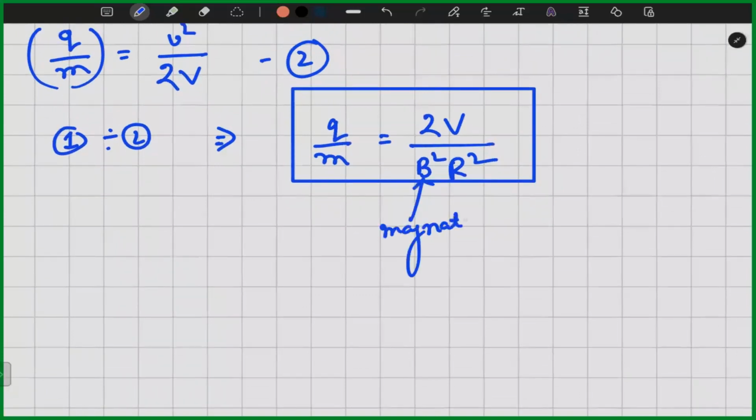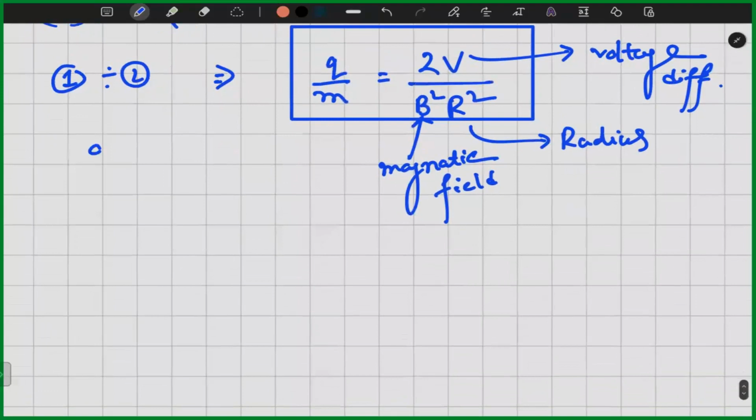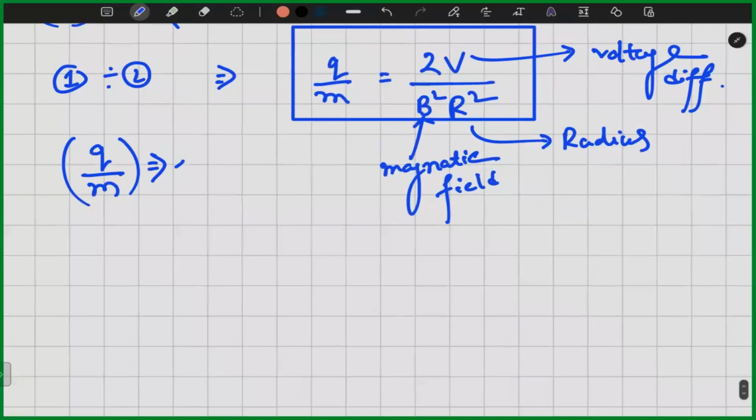Here we know B is the magnetic field. We know the value of the magnetic field. This is the radius, which is also known to us, and this is the voltage difference, which is also provided by us. So we know all the parameters. So from here we can identify the value of q by m, and this was actually done by J.J. Thomson, and he obtained that this value is 1.76 into 10 to the power 11 coulomb per kg. This is the value of q by m.